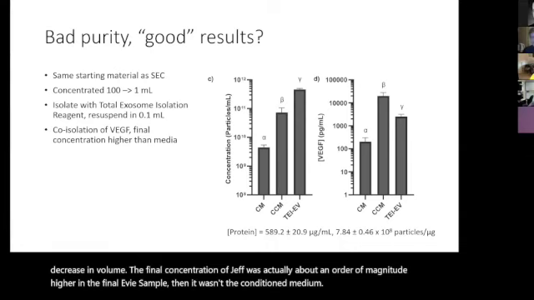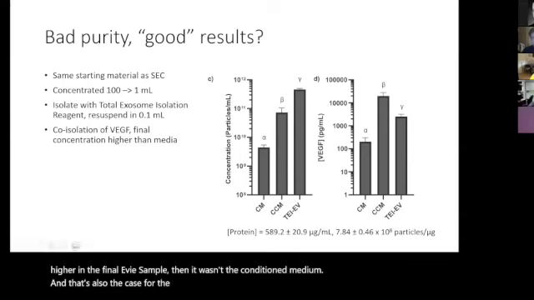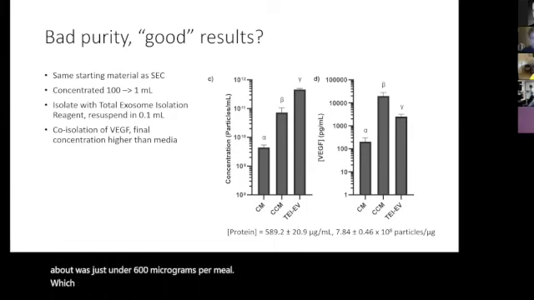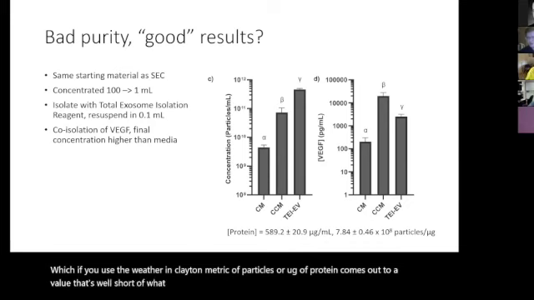And that's also the case for the soluble protein. So the amount of protein in this final sample was just under 600 micrograms per mL, which, if you use the Weber and Clayton metric of particles per microgram of protein, comes out to a value that's well short of what you'd expect for good purity.